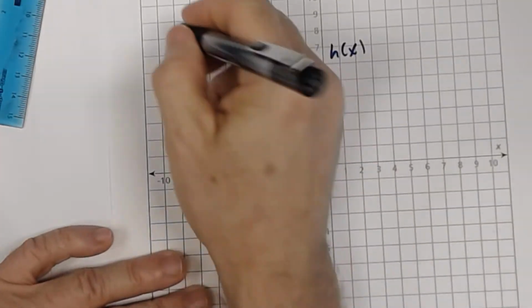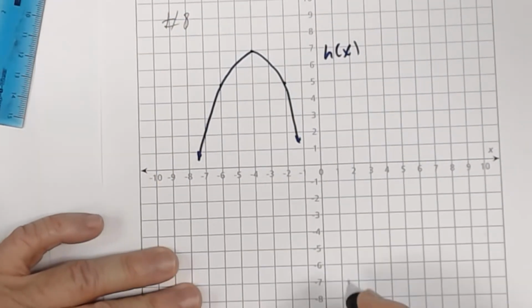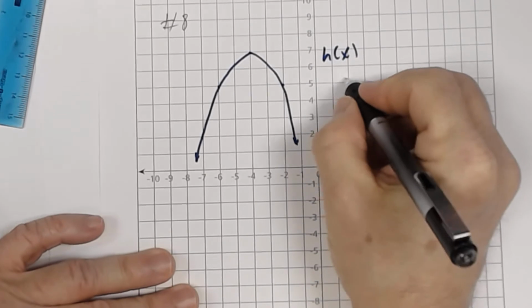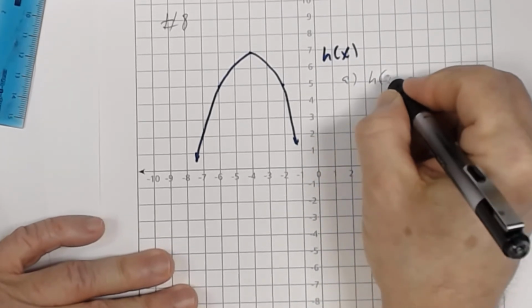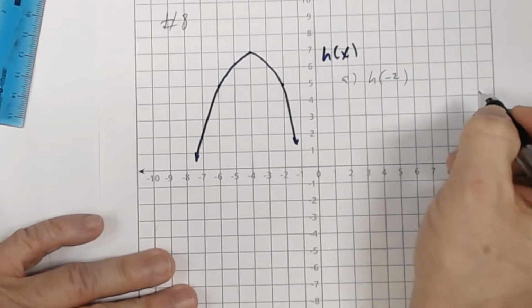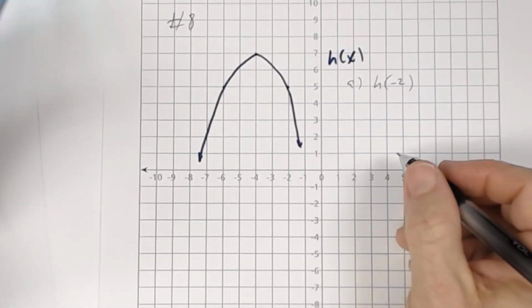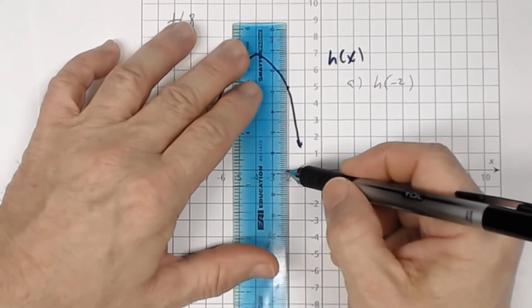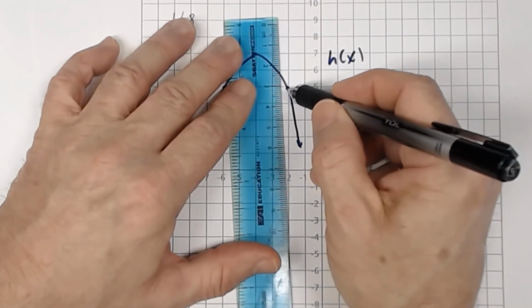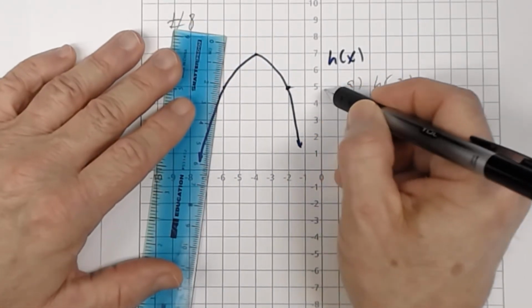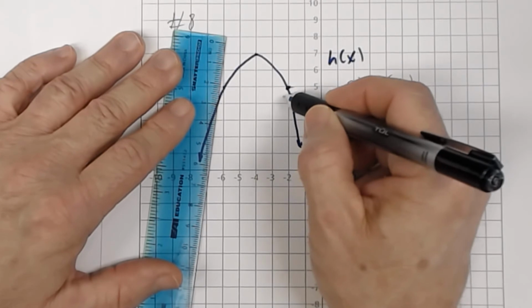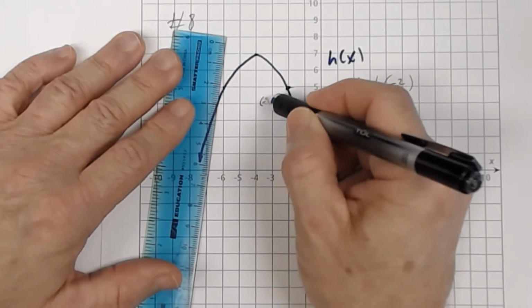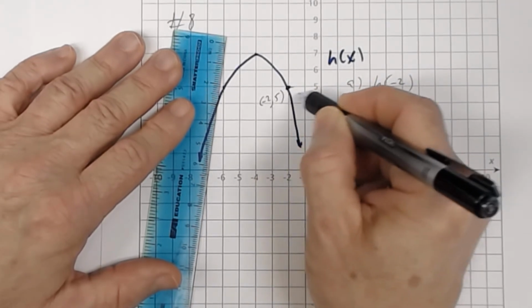All right, number 8. Let's suppose we had this for number 8. So here's h of x. And so let's suppose in part A, I want to find h of, let's say, negative 2. So in h of negative 2, here's where negative 2 is. When x is negative 2, my y value is right here. Well, there's my point. My y value is what? It is 5. So if you need to label that point, you label it negative 2, 5, right?